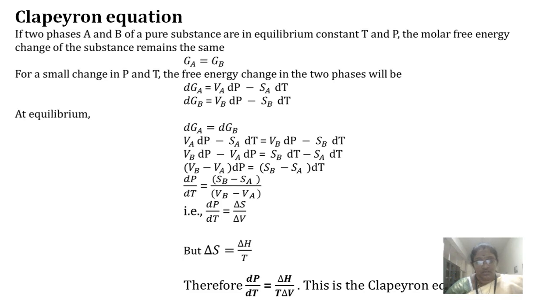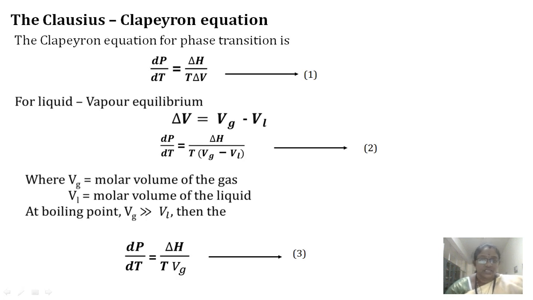So we can rewrite this equation as dP by dT is equal to delta S by delta V, but delta S is equal to change in enthalpy by temperature. Therefore, dP by dT is equal to delta H by T delta V. This is the Clapeyron equation. Next, we will see about the gaseous Clapeyron equation.